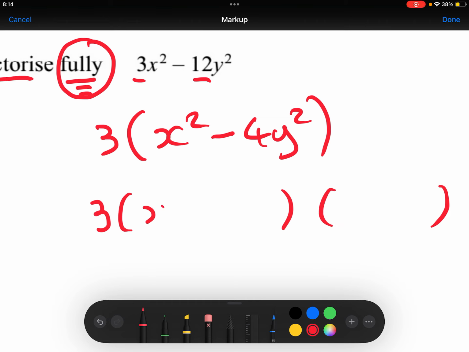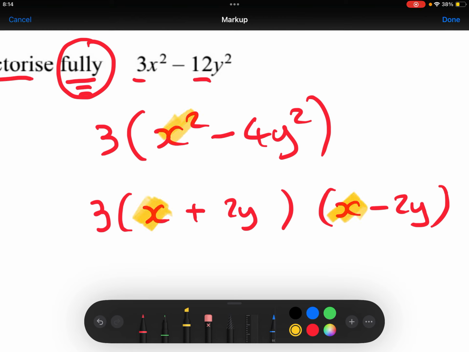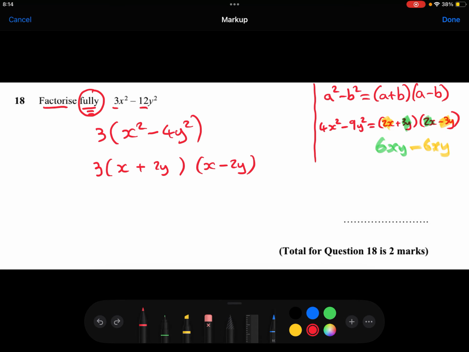We're going to have an x plus 2y and an x minus 2y, because the x times the x gives me the x squared. The 2y times the minus 2y gives me the minus 4y squared. And the two terms in the middle will cancel each other out. So that is my fully factorised form.